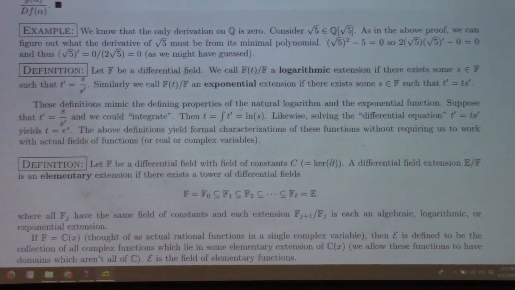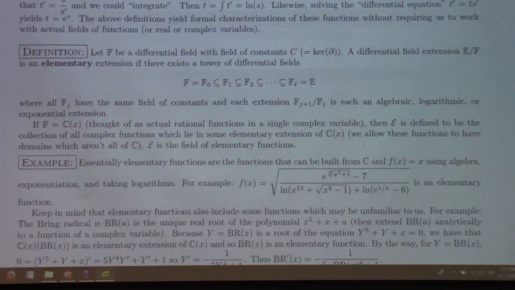We're getting there. But I think, well, here's an example. Essentially, elementary functions are functions that can be built from the complex numbers and this function using algebra, exponentiation, and taking logarithms. So, for example, this is an elementary function, but don't try to tell calculus 1 that. It's not a wise move. So it's basically built from exponentials, logs, and algebra.